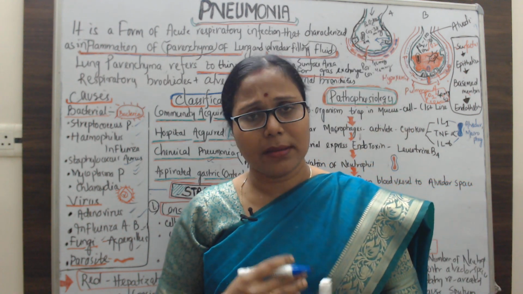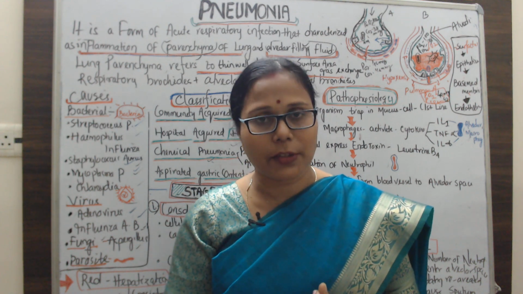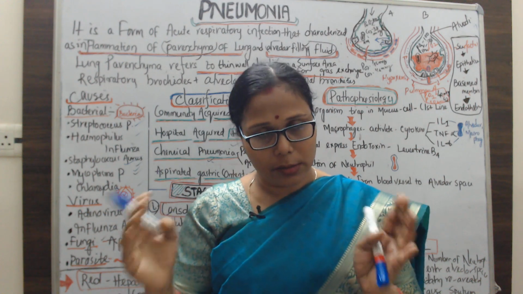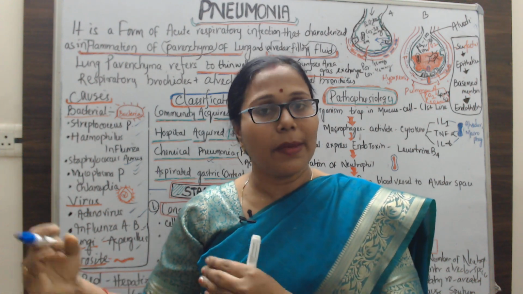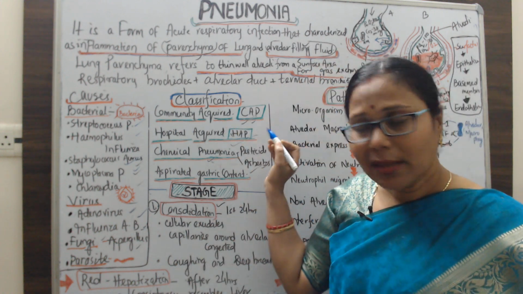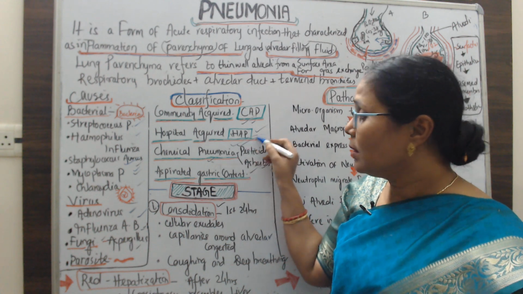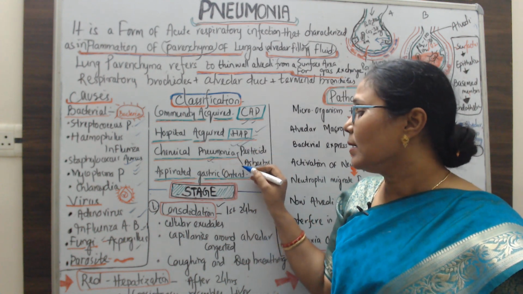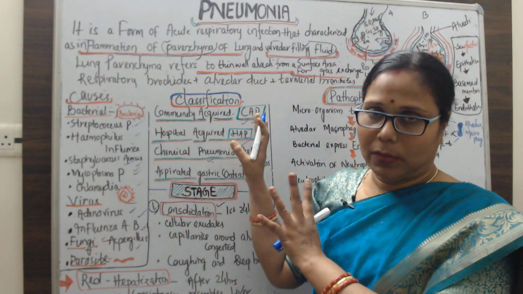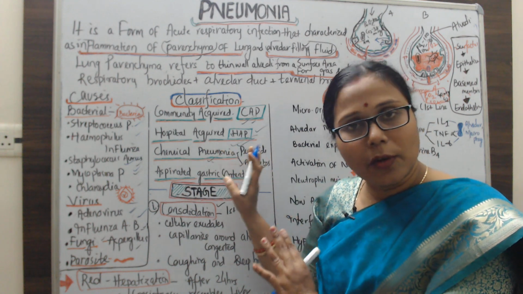Pneumonia spreads by droplet infection, so it is contagious. The disease is classified on the basis of spread: one is community acquired pneumonia, the second is hospital acquired pneumonia, the third is chemical pneumonia, and the fourth is aspirated gastric content. So by these four modes of spread, the disease is classified into four categories.